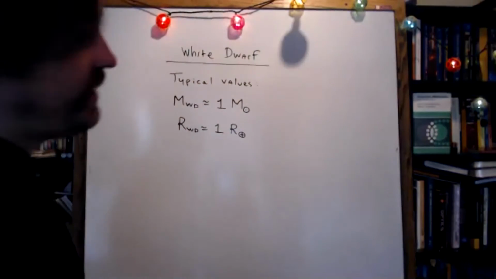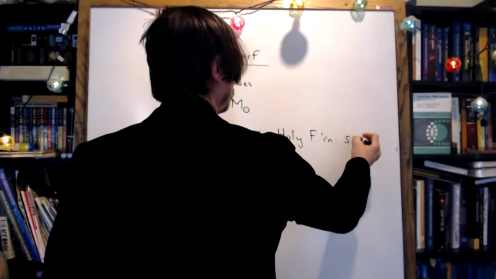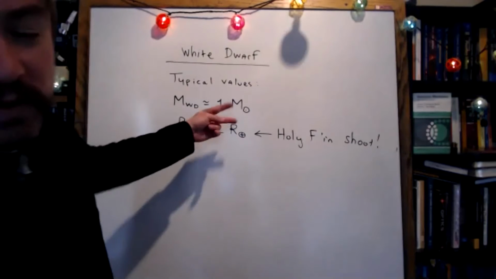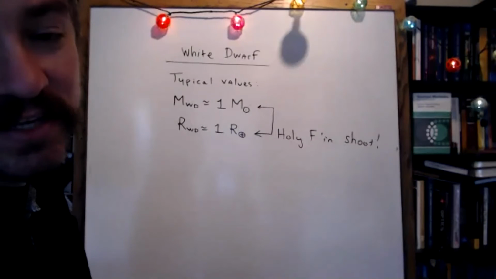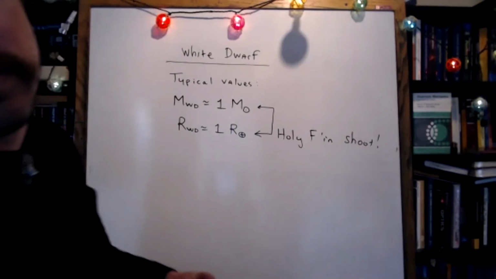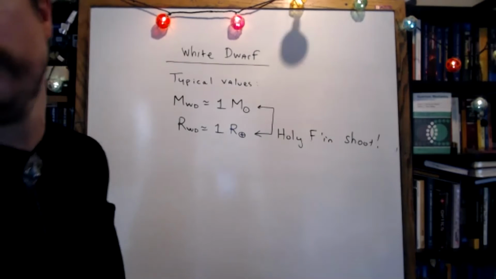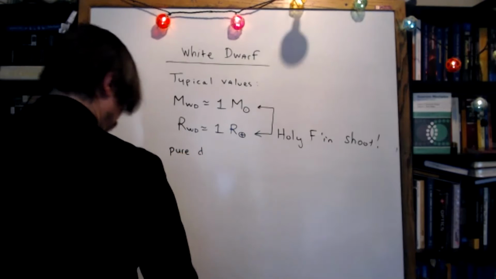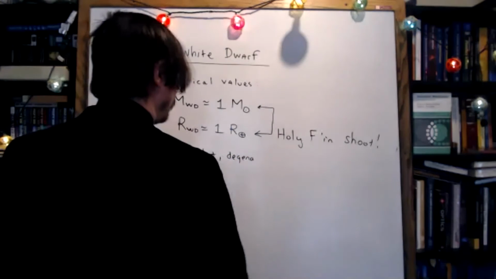Okay, listen. The whole point here is that at this point, you're supposed to say, holy shoot. That's crazy that you would pack a mass equivalent to that of our sun into a sphere that has the volume of Earth. That would be like smushing the sun into the planet Earth. That's weird. That's wacky. That's wild. And it's almost entirely pure, let's say hot, degenerate carbon.